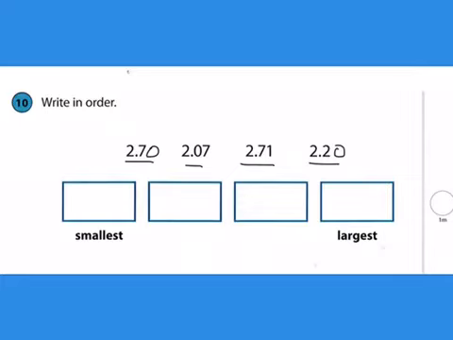So the smallest of those would be 2.07. The largest is 2.71. The next to largest is 2.7. And then the second smallest is 2.2.